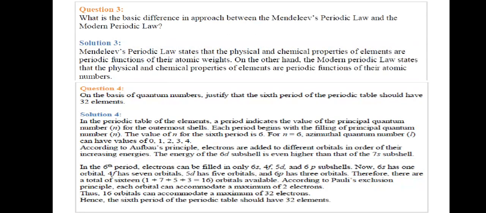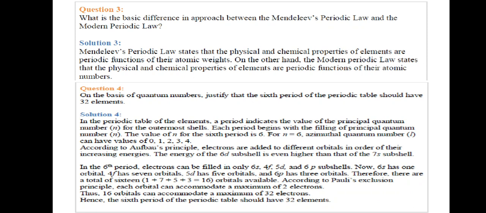Next question, what is the basic difference in approach between the Mendeleev periodic table and the modern periodic table? Modern periodic table और Mendeleev's periodic table के approach में basic difference क्या है? Mendeleev's periodic law states that the physical properties and chemical properties of the elements are the periodic function of their atomic weights. On the other hand, the modern periodic law states that the physical and the chemical properties of the elements are periodic function of their atomic numbers.